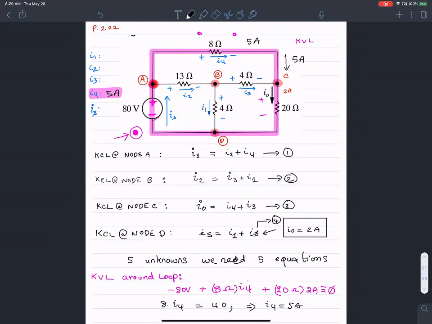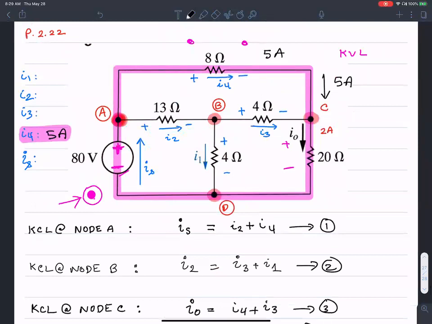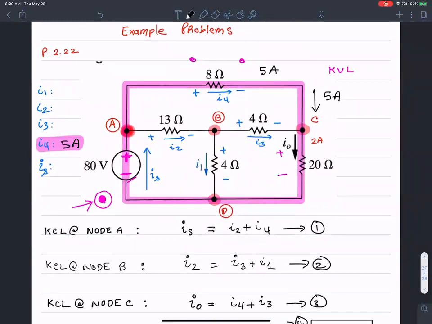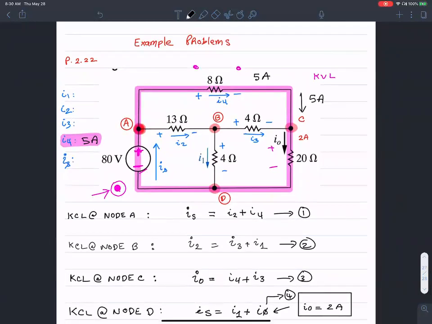What next? How can I use this additional piece of information to solve for something else that I don't know? You could solve for I3 on node C now that we have I4 and I naught. Thank you. So that's equation 3. Now that I have I naught and I4, it should be rather straightforward to see I3. What's the value of I3 then?